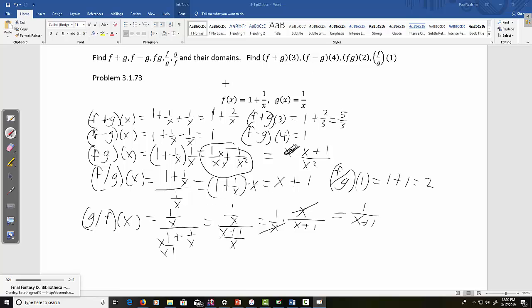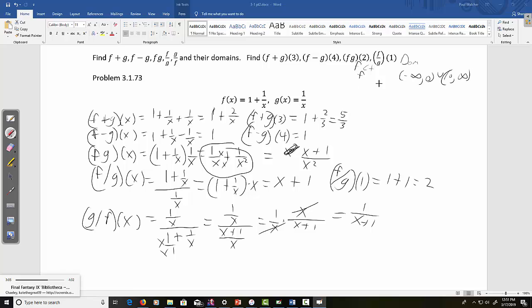Alright, let's talk about domains. No roots in either f or g, so just have to worry about the division. 1 over x will just be undefined when x is 0. So the domain of f and g is everything except 0. So let me make a little table here. Domain, function, run out of room there. F will be everything except 0. So I'll do a quick interval notation. Negative infinity to 0, union, 0 to infinity.